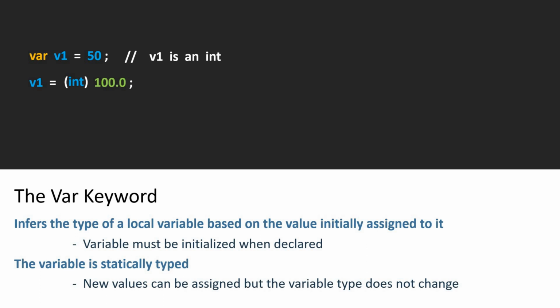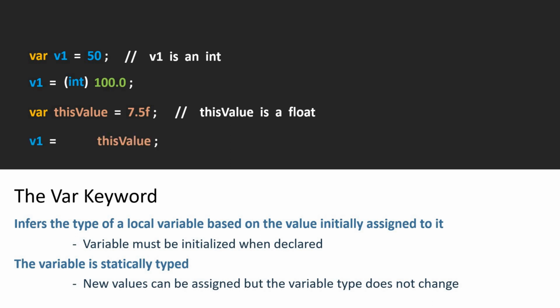So let's look at another example. We'll say var thisValue equals 7.5f. We know 7.5f is a float literal, therefore thisValue's type is float. So if I try to say v1 equals thisValue, even though they've both been declared with the var keyword, their data types are different. v1 is an int because it was initially assigned an int. thisValue is a float because it was initially assigned a float. I again have to explicitly cast thisValue to an int in order to make this assignment.